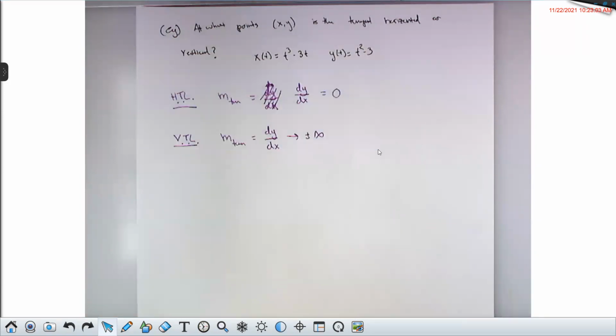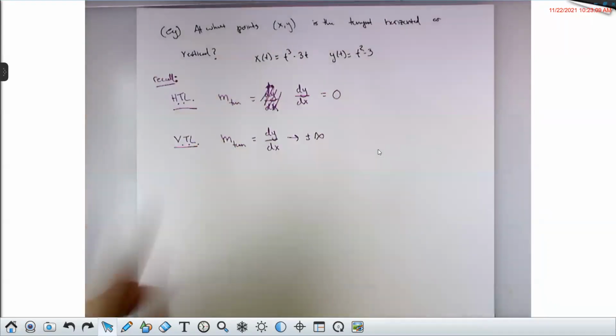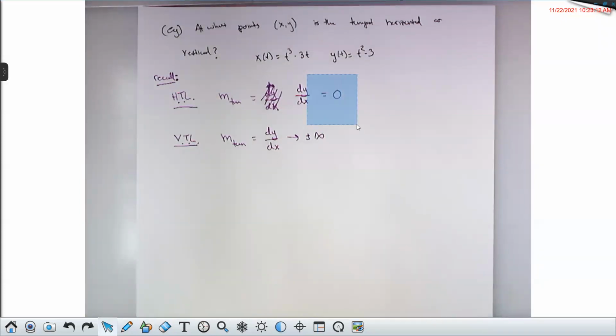So I'll just recall this from Calc 1. A horizontal tangent line is a place where the regular dy dx derivative is 0. The slope of the tangent line is 0. A horizontal line is a line with slope 0. A vertical tangent line is a place where the slope of the tangent, dy dx, is blowing up to infinity. Right? A vertical line has infinite or undefined slope, if you like. So what we want to do is find the t values that make dy dx 0 or make dy dx blow up to infinity, and then plug those t values back into the original equations to find the ordered pair x comma y, the point on the curve.